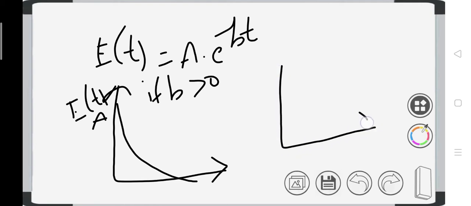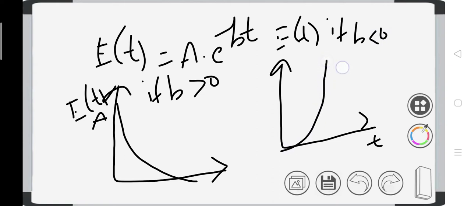And coming to the growth signal, that is t with respect to e of t. If b is less than 0, there will be a growth signal. This is the growth signal.